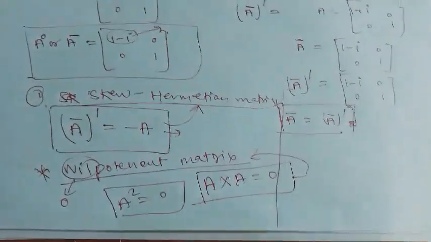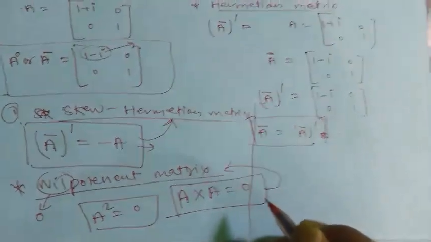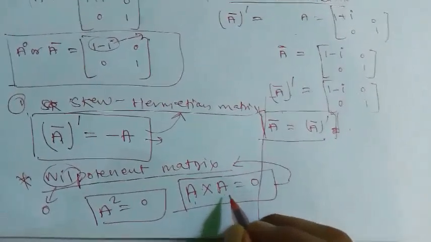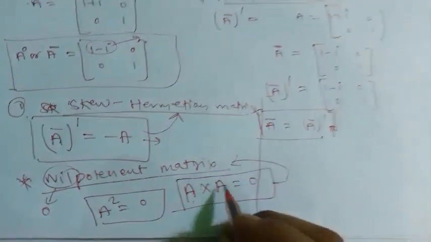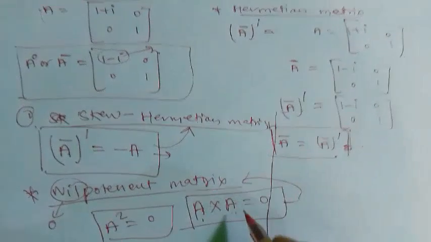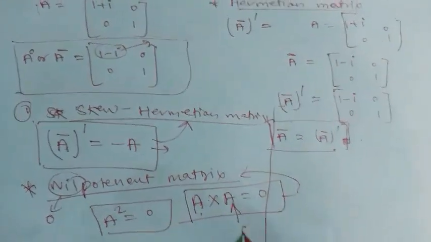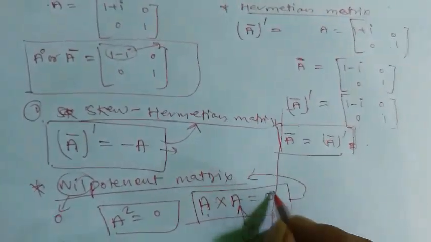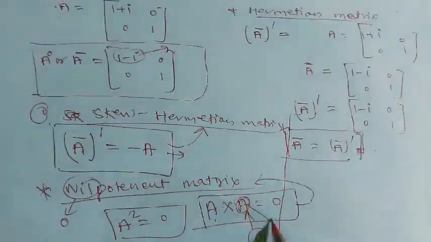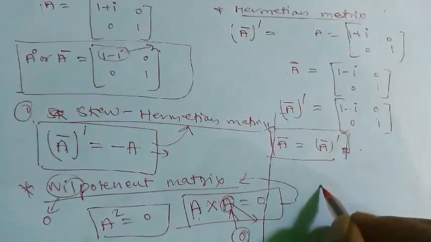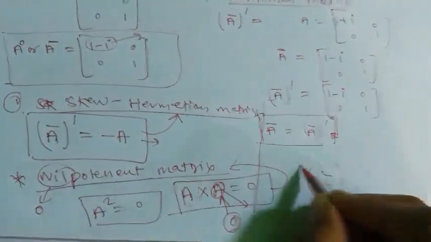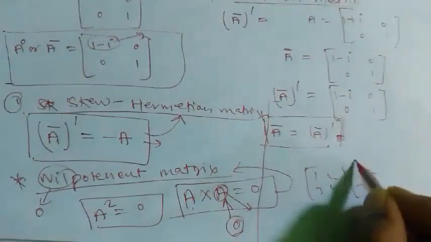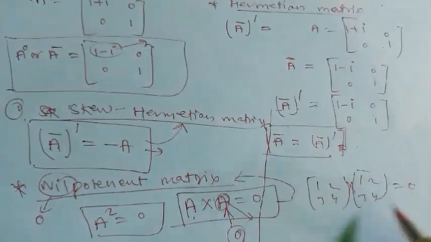But in this situation, we have to know that no one matrix can be 0. For example, some students think that if A squared is 0, then A is 0. But we don't take the value of 0, because A is a matrix, not a number. So we have to multiply like 1 2 3 4 and 1 2 3 4. When we multiply these two matrices, if the result is 0, then we call it a nilpotent matrix.